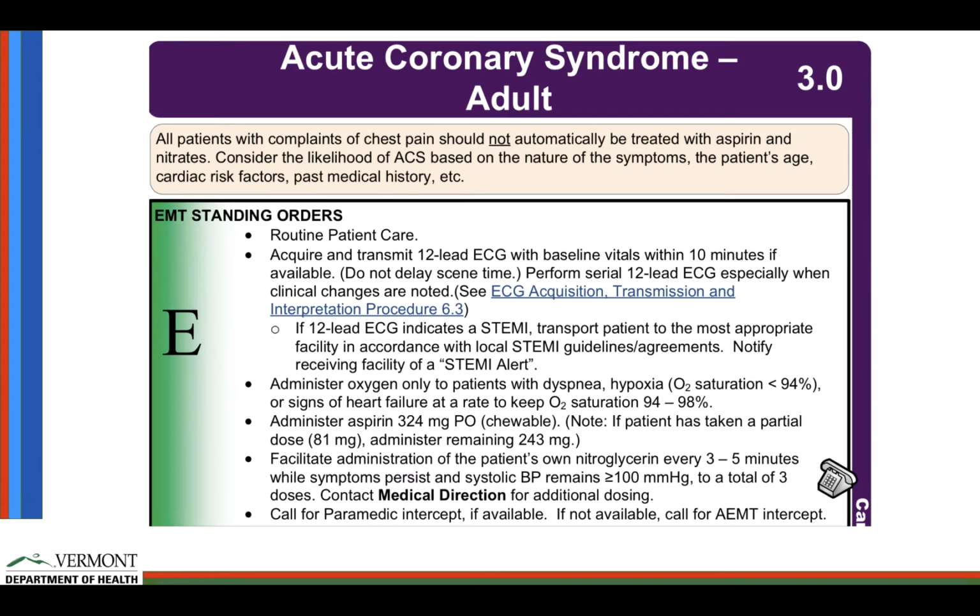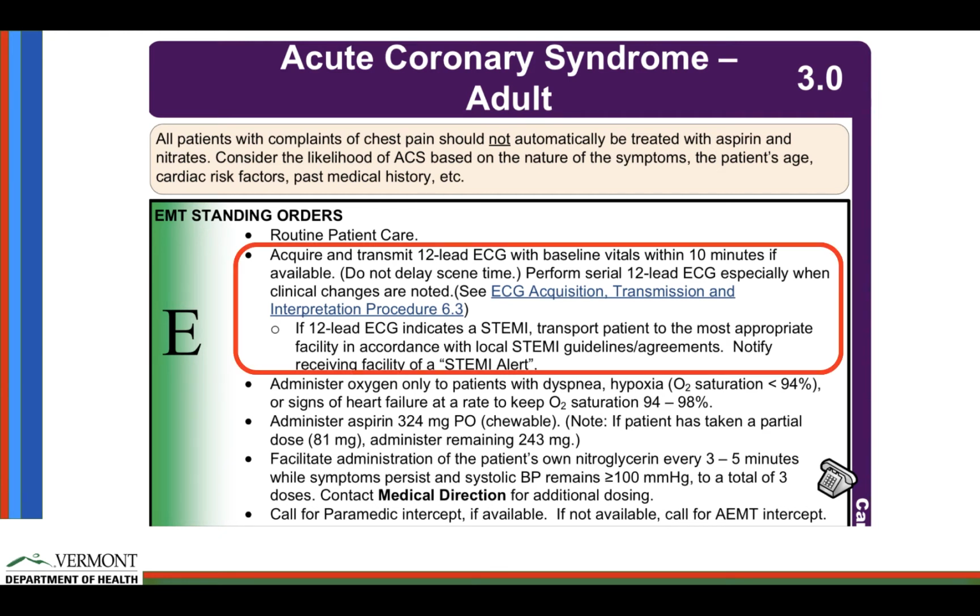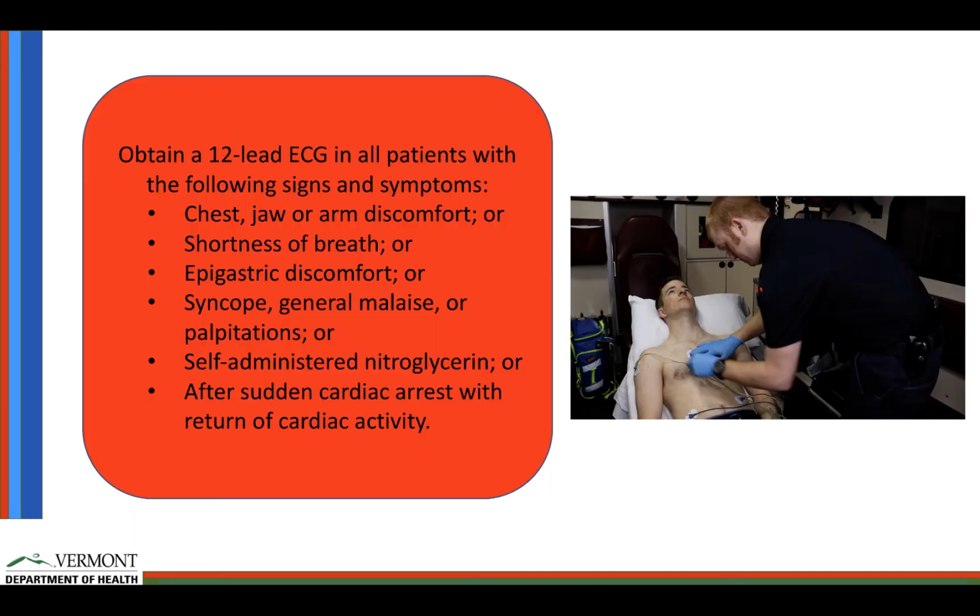Acute coronary syndrome, adult. Oxygen administration guidelines were changed slightly in the acute coronary syndrome protocol, with emphasis on avoiding hyperoxia and titrating oxygen to the least amount necessary to achieve a target oxygen saturation of 94 to 98%. ECG acquisition is not changed, but just a reminder. If your agency does not currently have the capacity to transmit ECGs to the receiving emergency department, you are strongly encouraged to work on obtaining this technology.